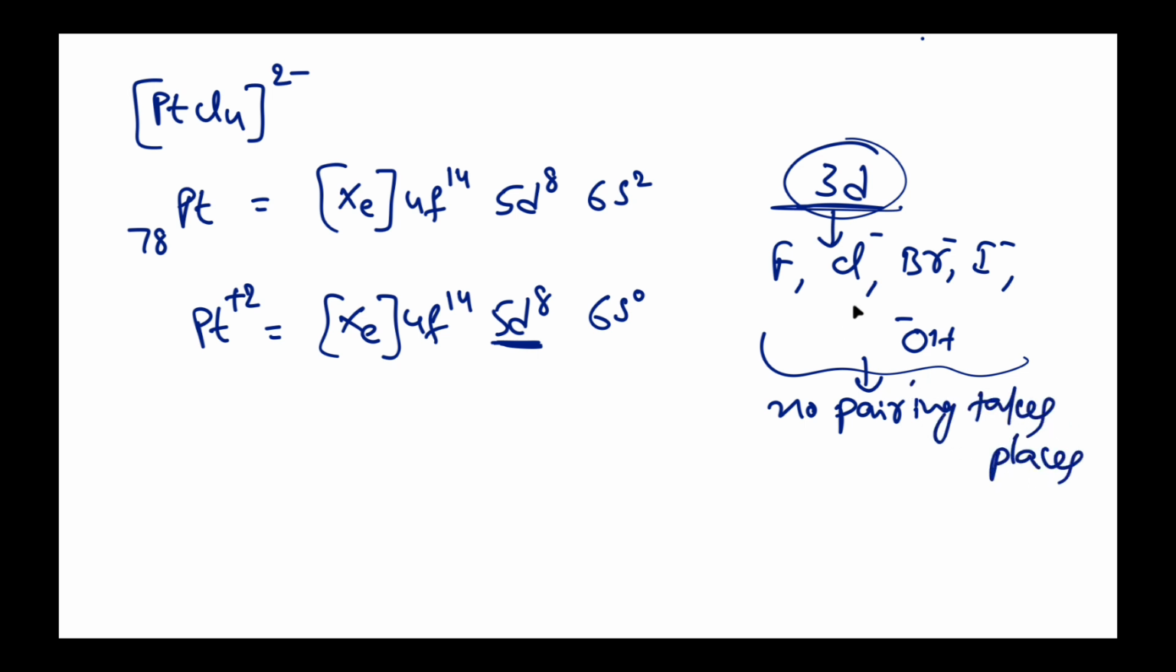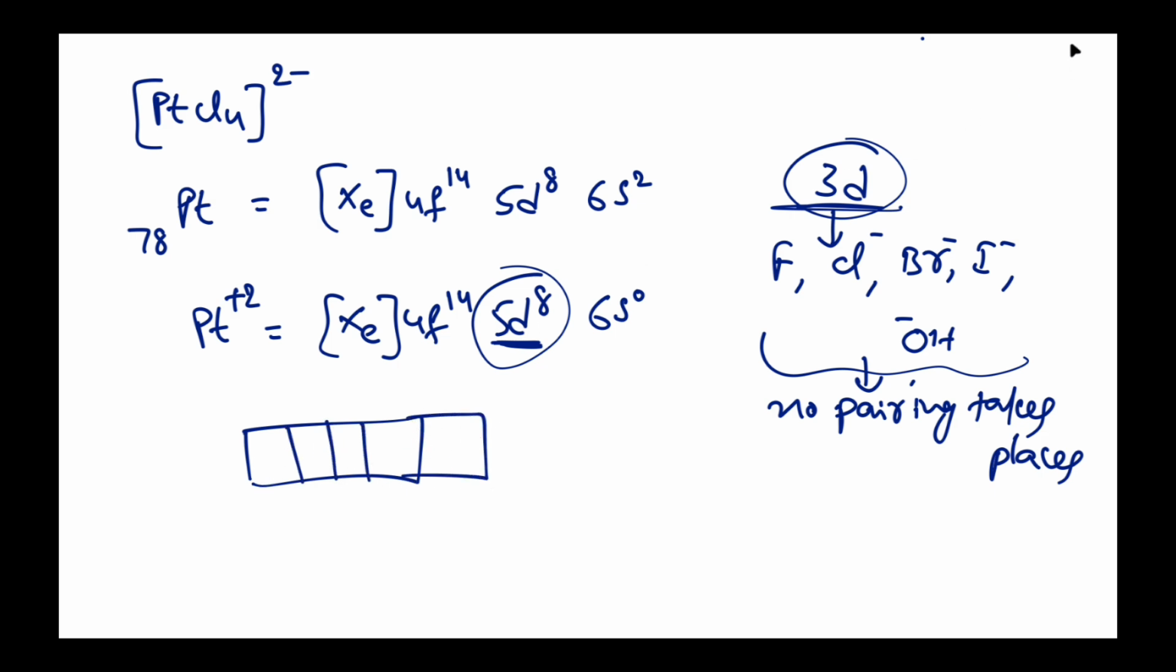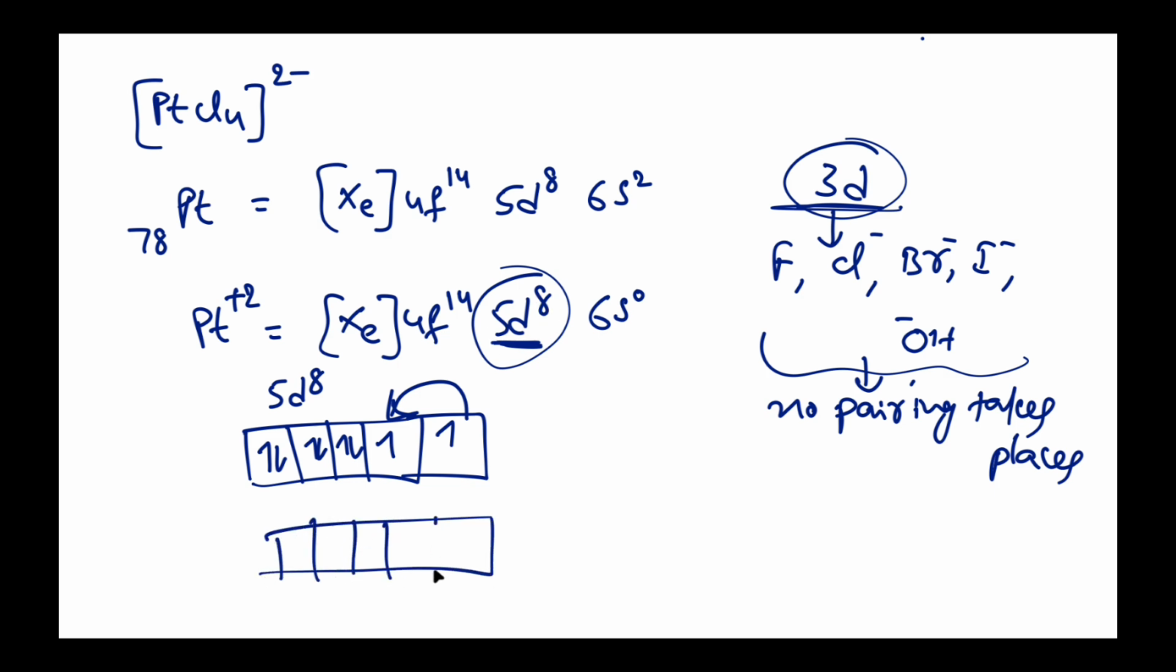No pairing takes place, so these ligands act as poor, weak ligands. But in platinum, the electrons are present in the 5d orbital. So when platinum is bonded with chlorine, bromine and iodine, partial pairing takes place. Actually 5d8: 1, 2, 3, 4, 5, 6, 7, 8. But here pairing takes place because platinum has its valence electrons in the 5d orbital. So in the 5d orbital, partial pairing takes place.